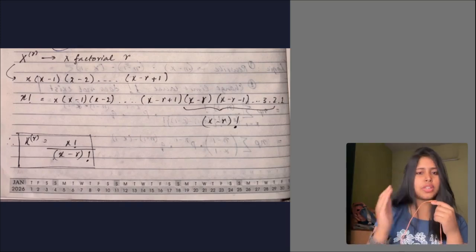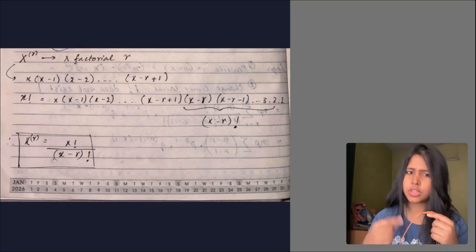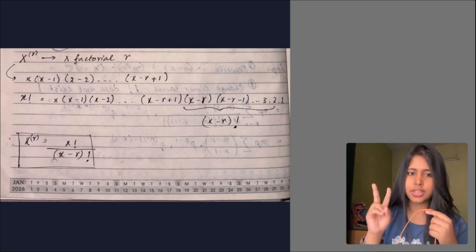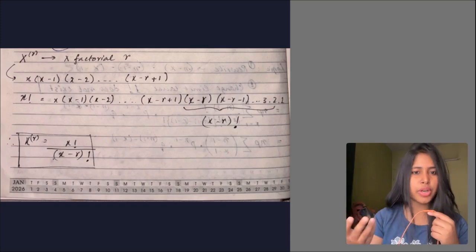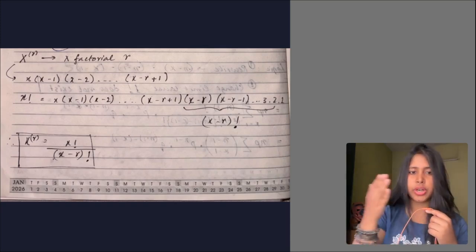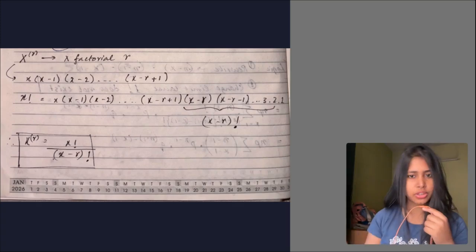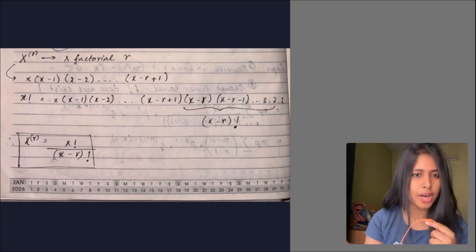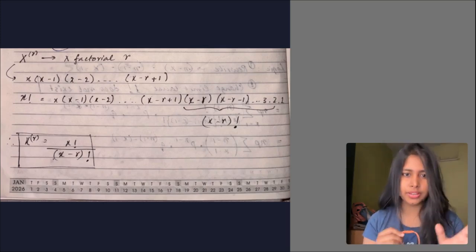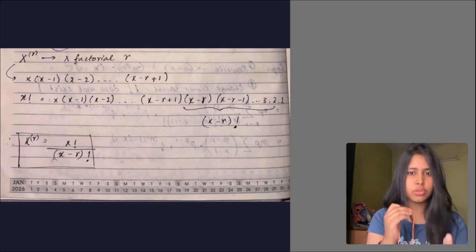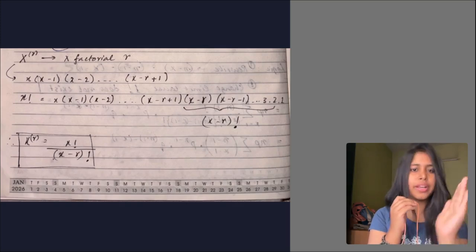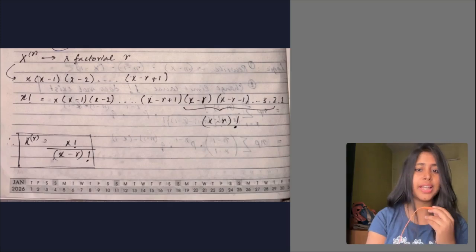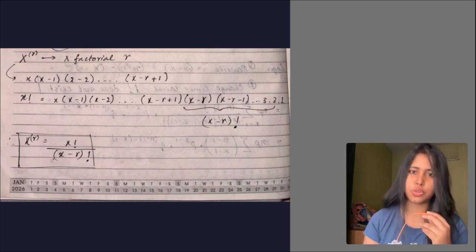For the first term, which is term number 1, what are we subtracting? 0. For the second term, we are subtracting 1. For the third term, we are subtracting 2. For the fourth term, we are subtracting 3. So for the rth term, you will subtract r minus 1. Now see, x minus (r minus 1), what will be the value? It will be x minus r plus 1, and that is what is written here. That is why we stop at x minus r plus 1.